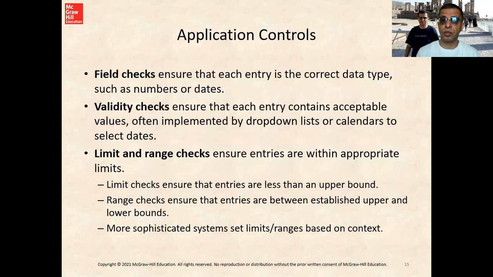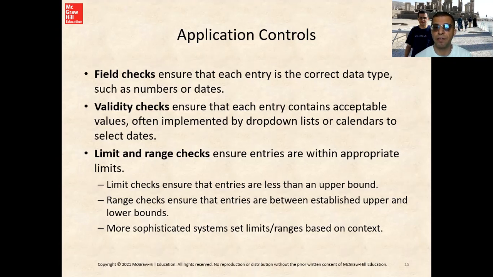The field check ensures that each entry is the correct data type, such as a number or a date. So you cannot put a number in a date field or a date in a number field: date of order, date of submission, or which order number. Each field should be checked, and that could include names. You cannot put, for example, an email address in the name place. These are things where usually each field should have some kind of control.